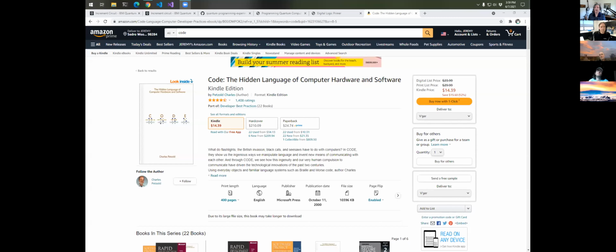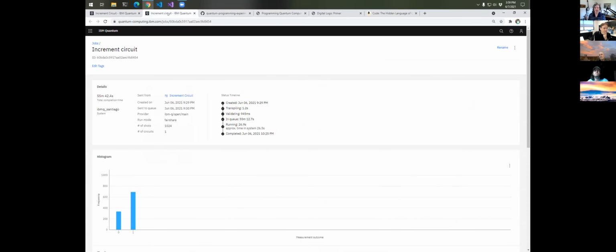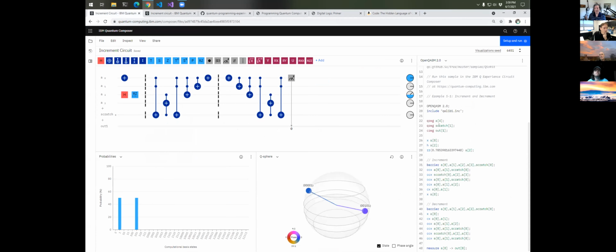So I have one curiosity, just in case people are interested. Last time we talked about, anyway, here's the book on Amazon. We talked about what the IBM quantum thing turns these into in transpiling. So I put one of the circuits into the IBM quantum composer. This is actually from the book, so this is code that was written by our authors. And this does the increment decrement.